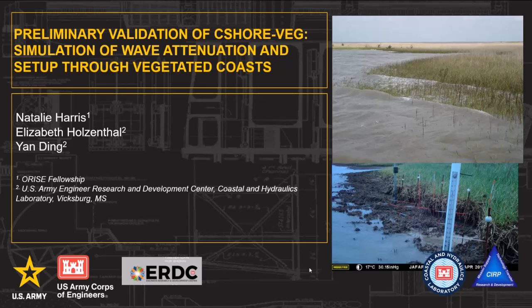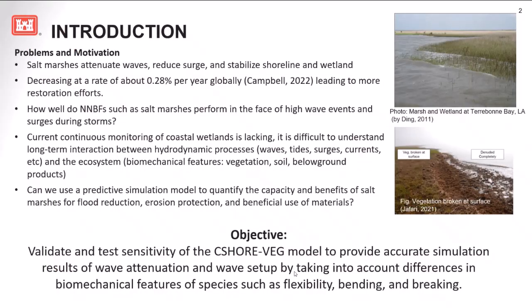Thanks, Marissa. So I'll be presenting on a preliminary validation of CSHORE-Veg. Just an introduction to our motivation behind simulating hydro and morphodynamics through vegetation.